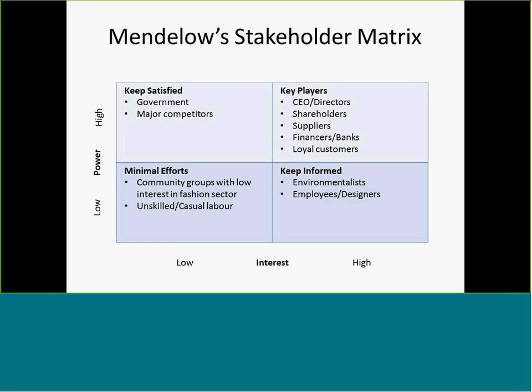Financiers, like the bankers who have basically funded us, I think those people will be among the most interested in our business, plus they have a lot of power because they fund us. I would say producing 91 million products will require a lot of funds. So I kept financiers in the key players because they have huge power and huge interest.